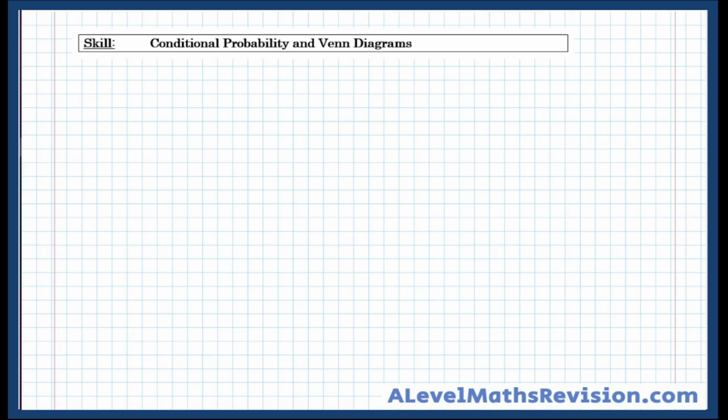In this lesson, we're going to have a look at conditional probability, in particular, focus on Venn diagrams. So conditional probability is basically probability calculations, but ones that involve the words "given that". So I'll show you an example of exactly what I mean and then how to deal with these words "given that".